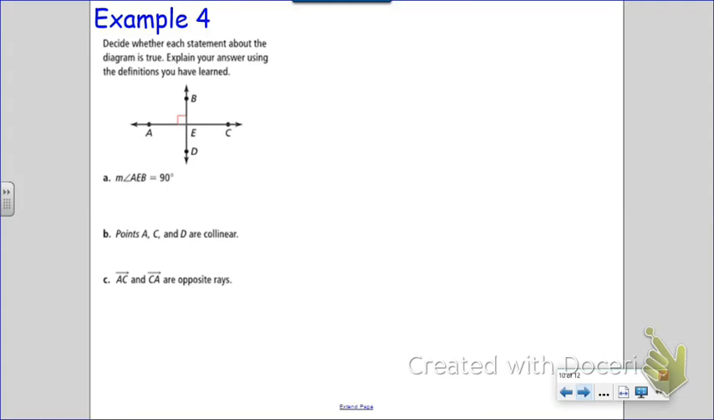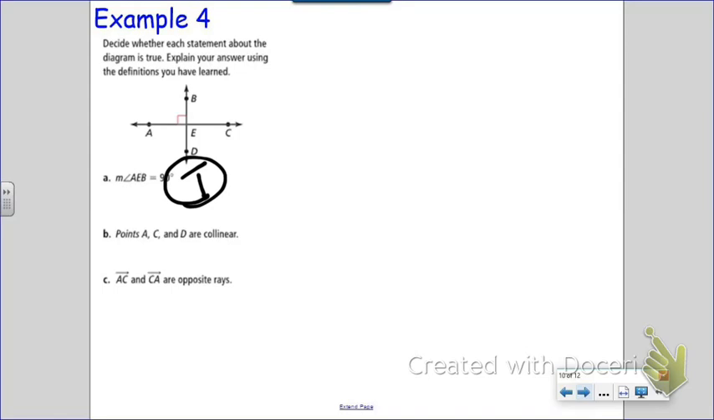Our next example: decide whether each statement about the diagram is true. Explain your answer using the definitions you have learned. So this is looking at true and false. Besides looking at the structure, we look at understanding the problem. So given our picture, the measure of angle AEB equals 90 degrees. That's true. AEB we can see has a box, therefore it's a right angle, which means it's 90 degrees.